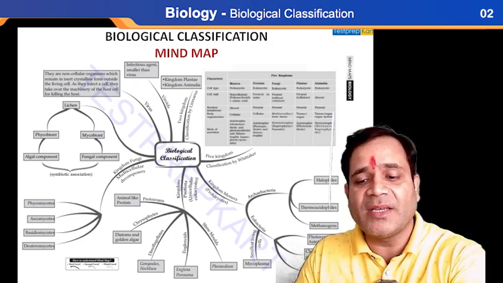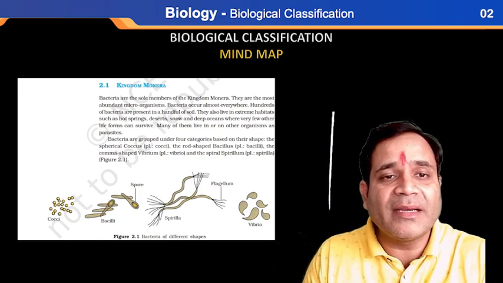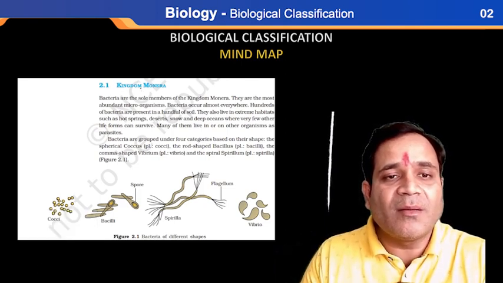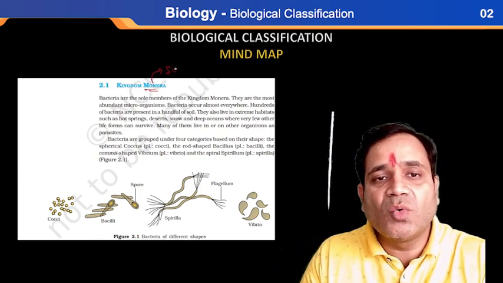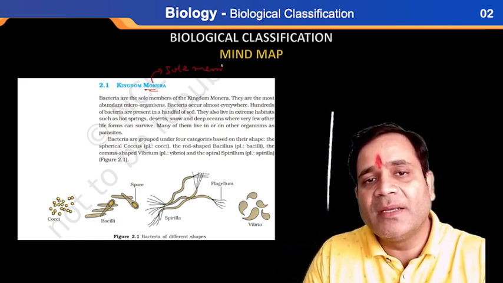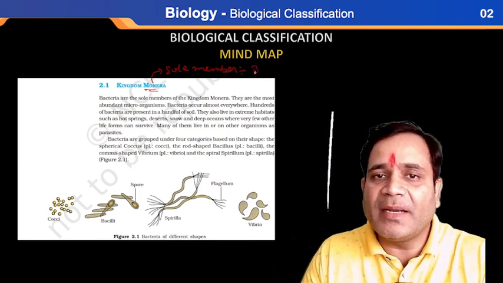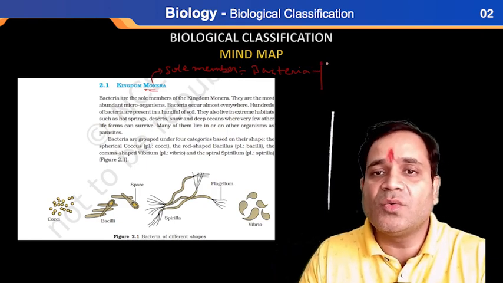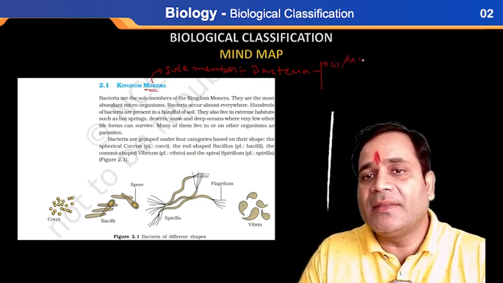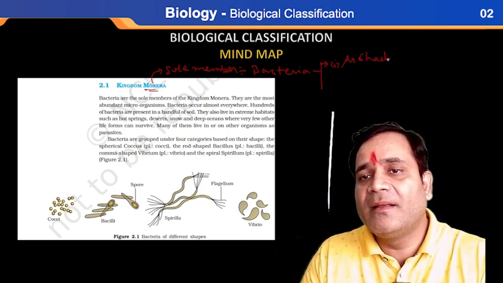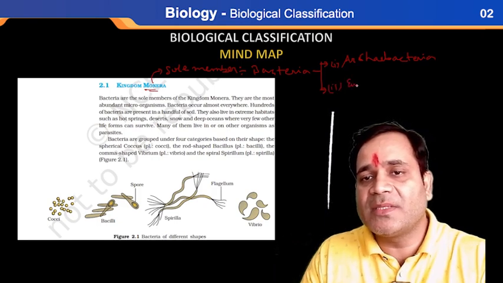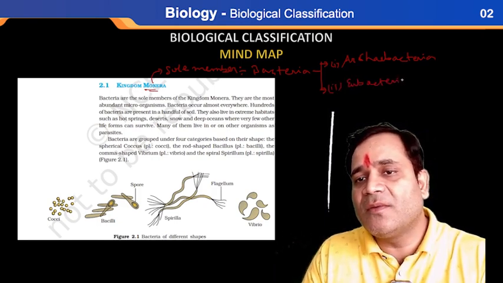So if I move ahead in the five kingdom classification, here is kingdom Monera. Kingdom Monera has the sole members, my dear, bacteria. And when I say the bacteria further divide into two parts, that is Archaebacteria, and the second one is Eubacteria, my dear.